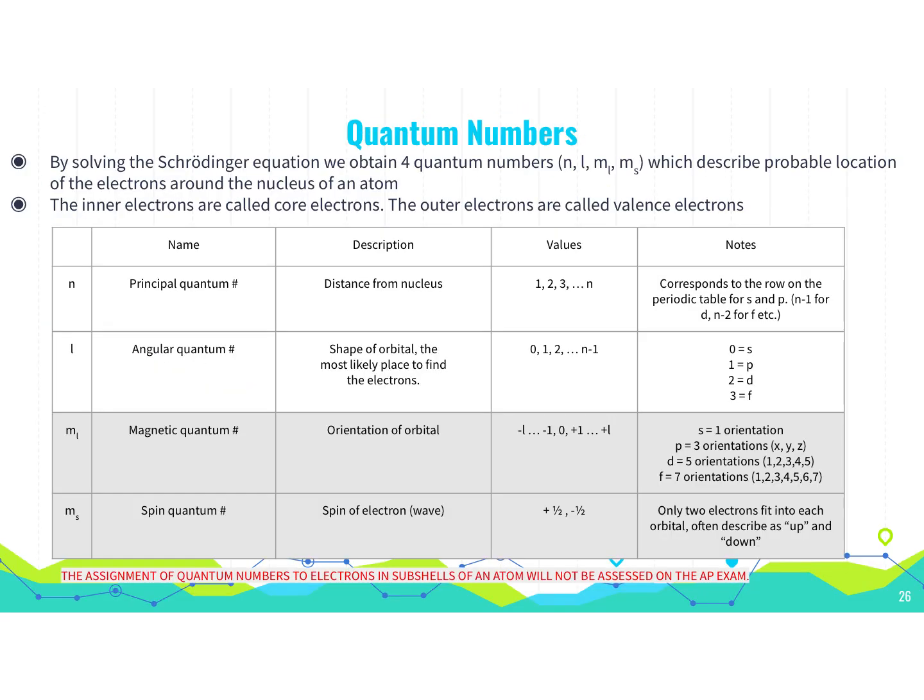Now, if you want a little bit more background on quantum numbers and what all of these things mean, here's a table explaining that a little bit. Again, the assignment of quantum numbers and electron subshells will not be assessed on the AP exam, and so you don't need all of this in-depth information, but it might help you appreciate what's going on and understand a little bit better.